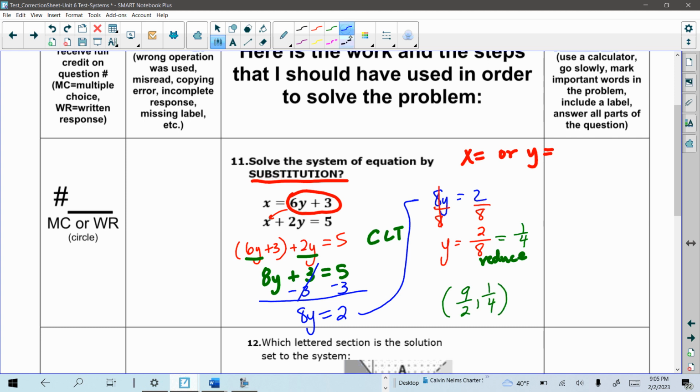Because this is always your y term. And we knew the y was the same as 1/4, 0.25. All right. So you did have to work that out. Okay.